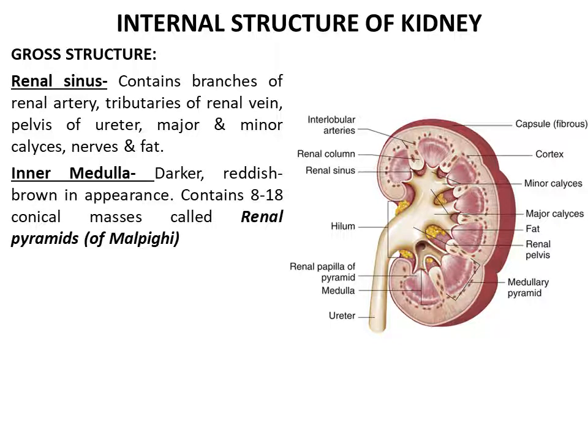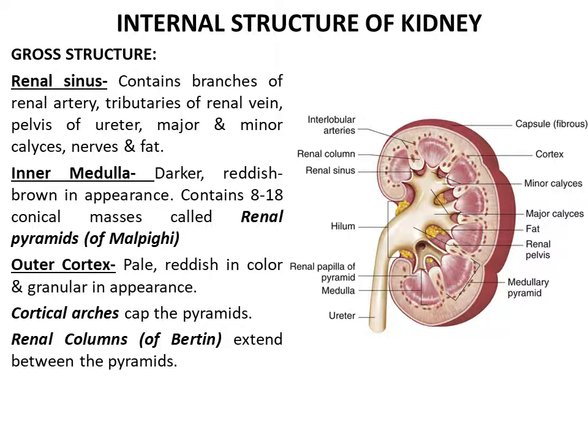The inner darker part is called the medulla. It is reddish brown in color and contains 8 to 18 conical masses known as renal pyramids of Malpighi. These pyramids are conical in shape with the base directed outwards, and their apex points towards the minor calyces and indents them, known as the renal papilla.